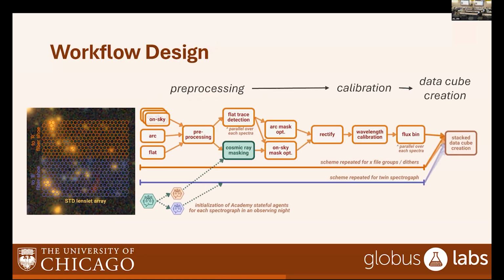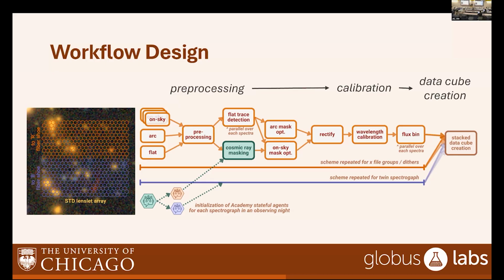And here's a general overview of the workflow. The main steps are pre-processing, which then leads to calibration, and then finally, that all leads to the data cube creation. What I show here on the left is the actual target field, and then what that integral field spectroscopy lattice looks like. It basically splits into the two spectrographs just by location, and those are added back together into the final data cube at the end.